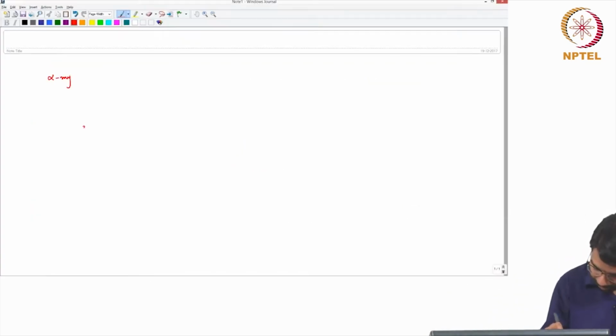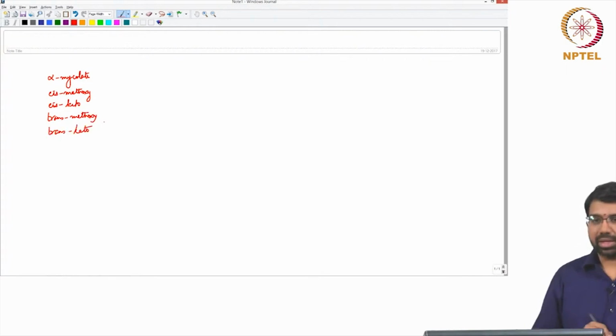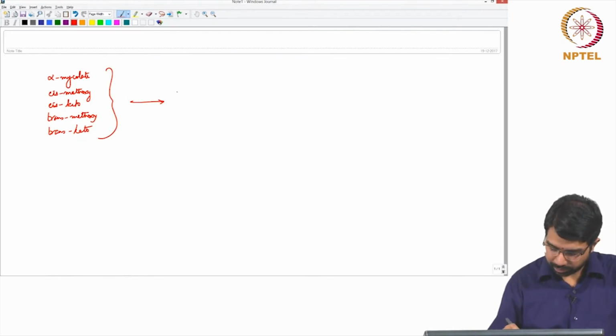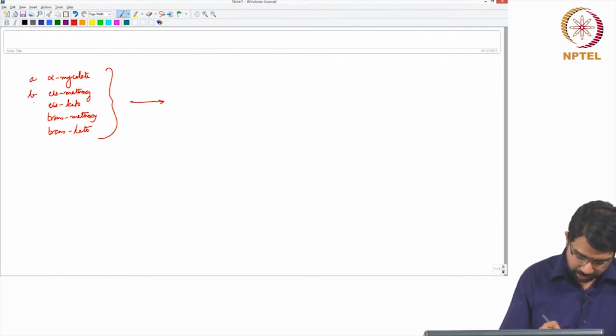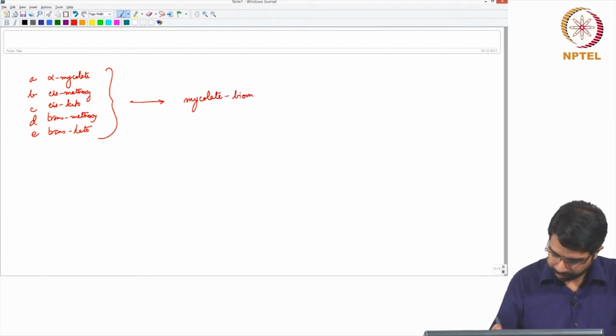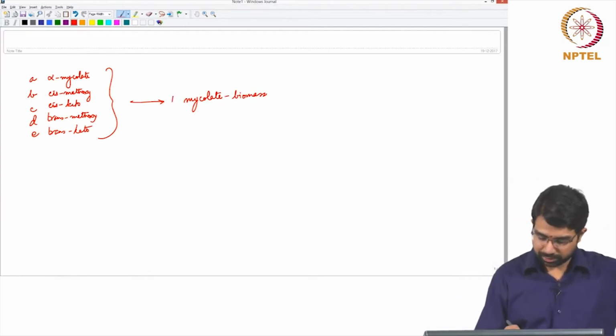So, there is alpha mycolate, cis methoxy, cis keto, trans methoxy, and trans keto. So, one way to do this would be, you could combine all of these in some A to B to C to D to E ratio and produce something known as mycolate biomass, right, and then you maximize this.